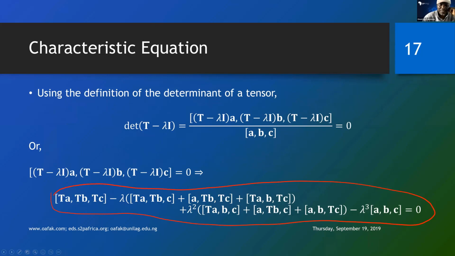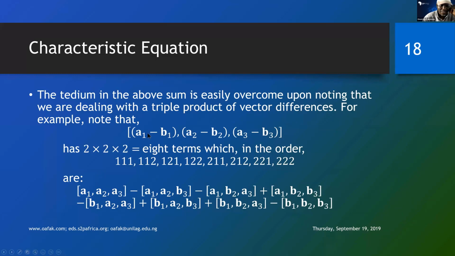The first thing is, do you agree that if we have the triple product A1 minus B1, A2 minus B2, A3 minus B3, if we write everything out, this is what we get? If you accept that, then we can go on. Is it clear now? Is it clear at this point?